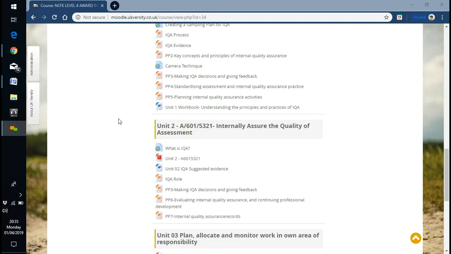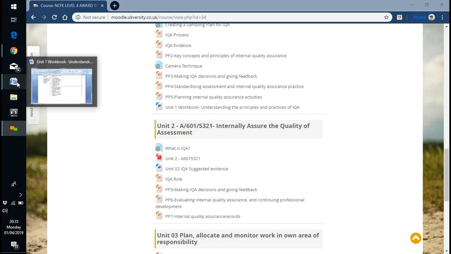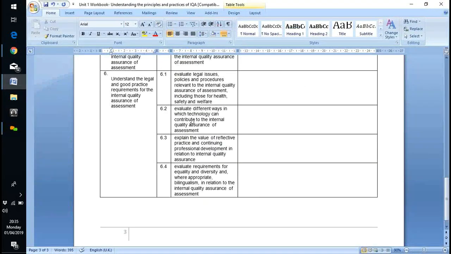I'm just going to look quickly at the end of Unit 1, which was looking at the legalities of the process, the legal and good practice requirements for the internal quality assurance of assessment. So it's asking for an evaluation of legal issues, policies and procedures relevant to the internal quality assurance of assessment, including those for health and safety and welfare.